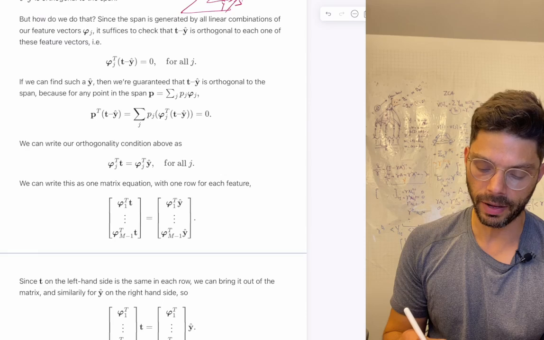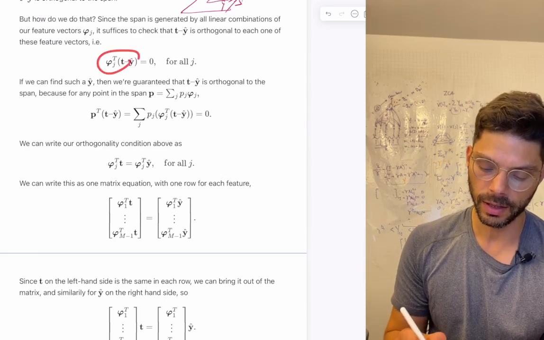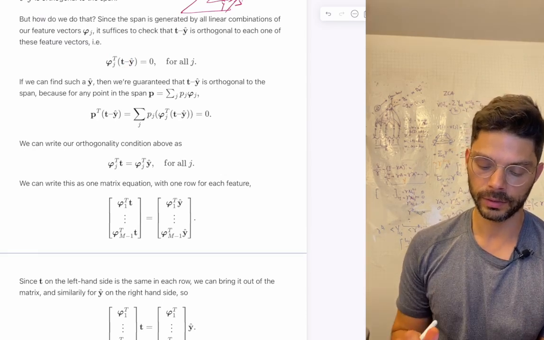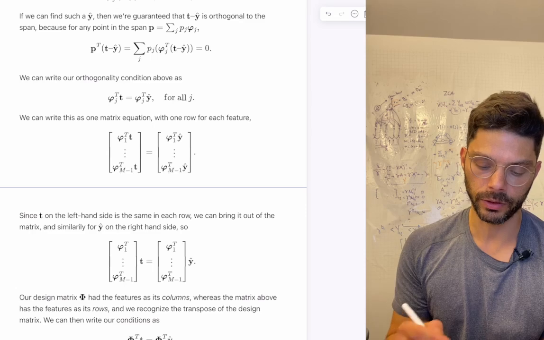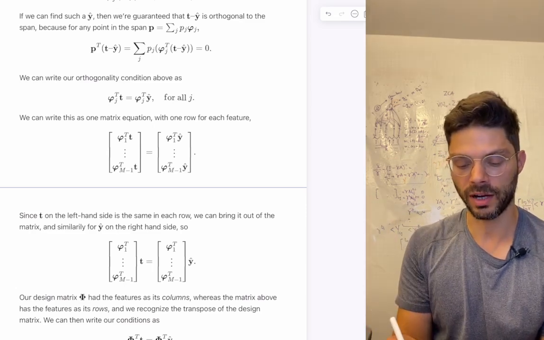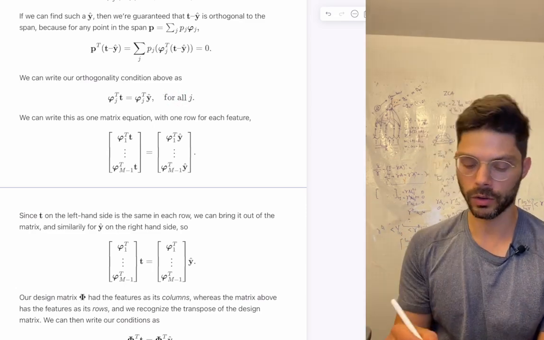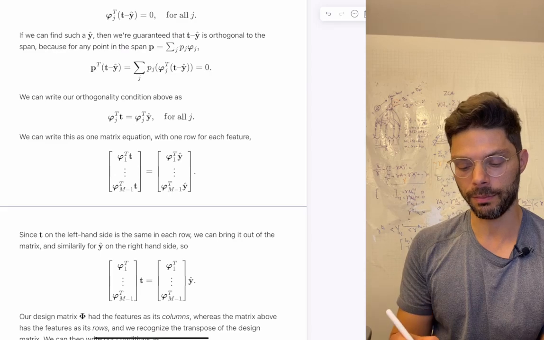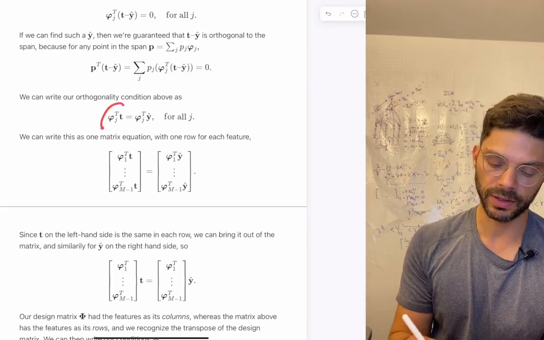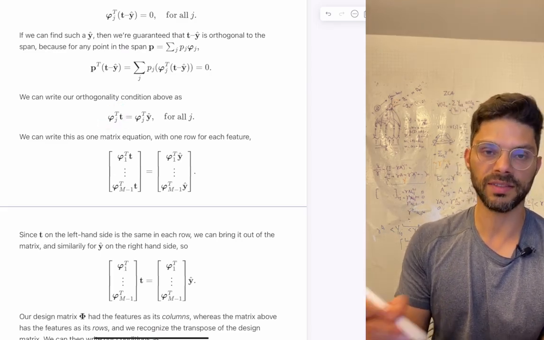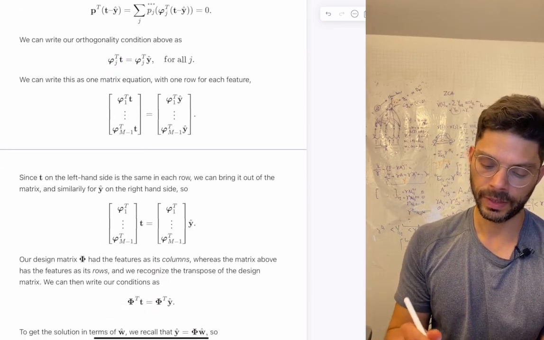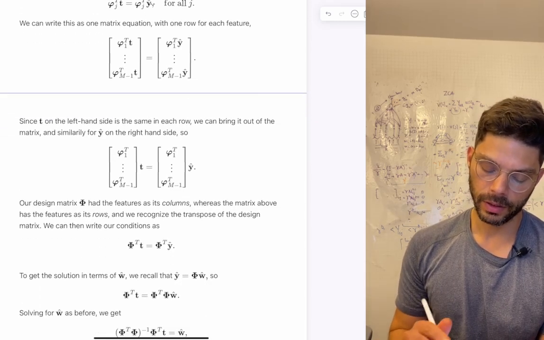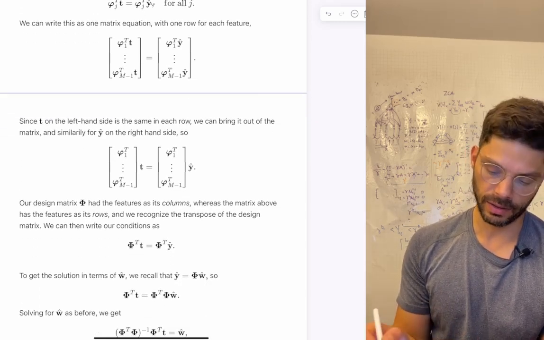Now we can write our orthogonality condition above as phi j transpose t equals phi j transpose y hat. And now if we pack that into one big matrix equation instead of a bunch of individual equations, we get phi 1 transpose t all the way to phi m minus 1 transpose t on the left-hand side. That has to equal the same thing but times y hat. And so we just pull out the t and the y hats. And what do we have?